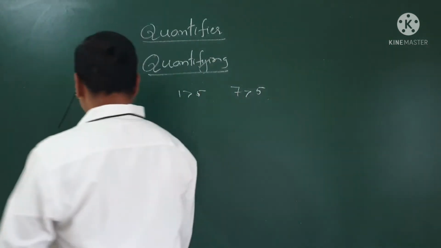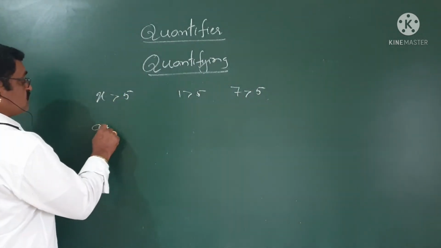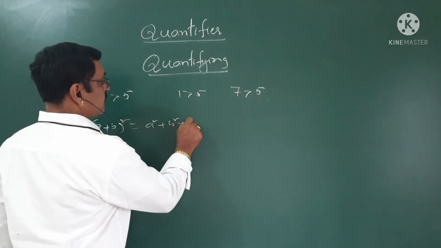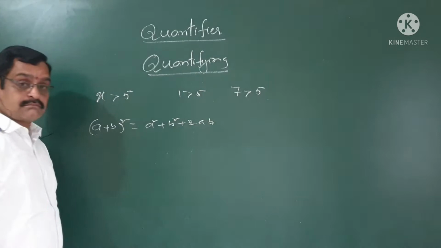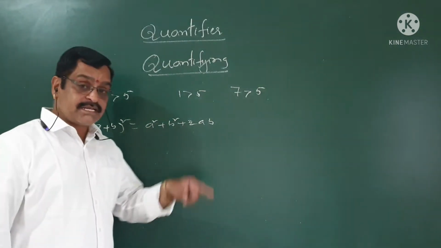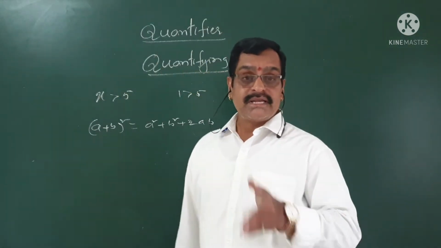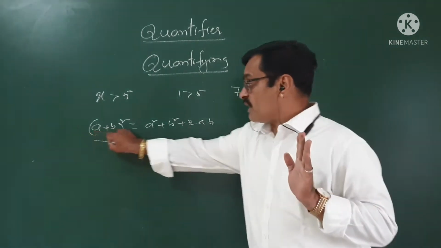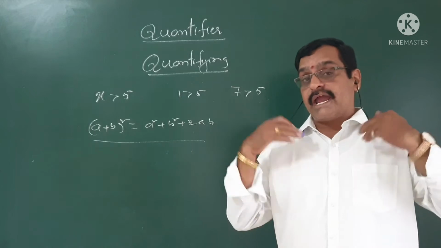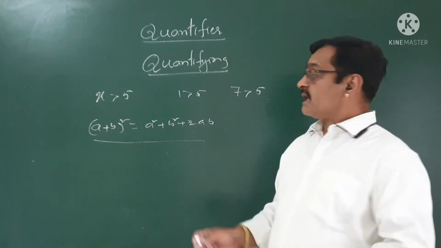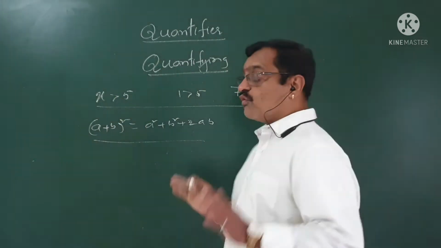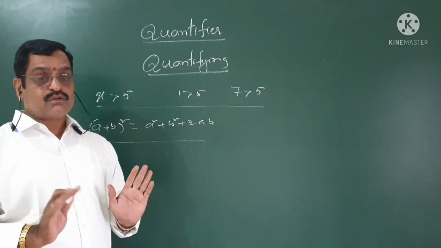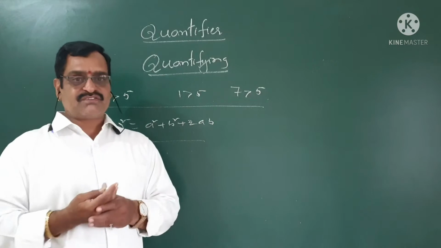Whereas a plus b whole square is equal to a square plus b square plus 2a, this identity is true for all the real numbers a and b. This second one is true for any set of real numbers, while the first is true only for certain real numbers. So how to express this?